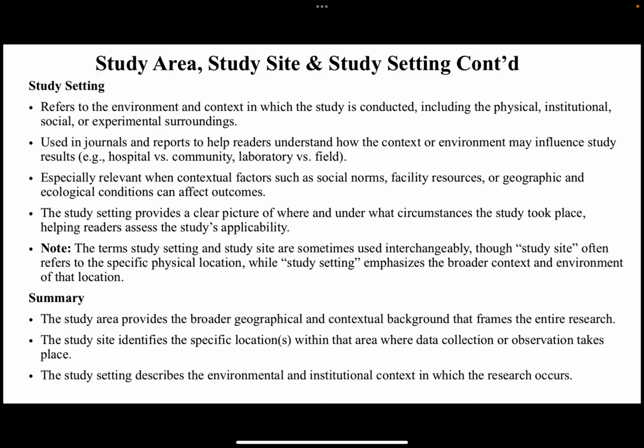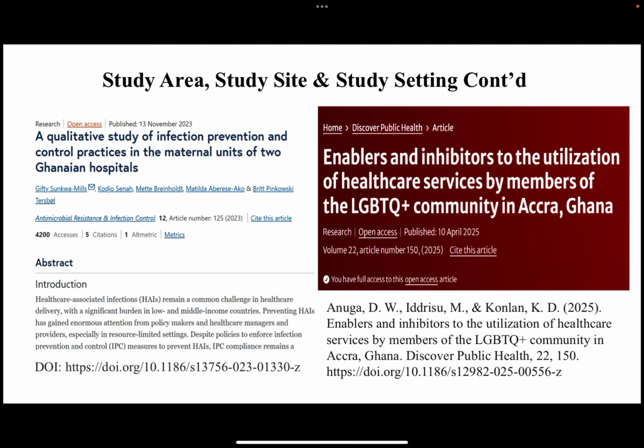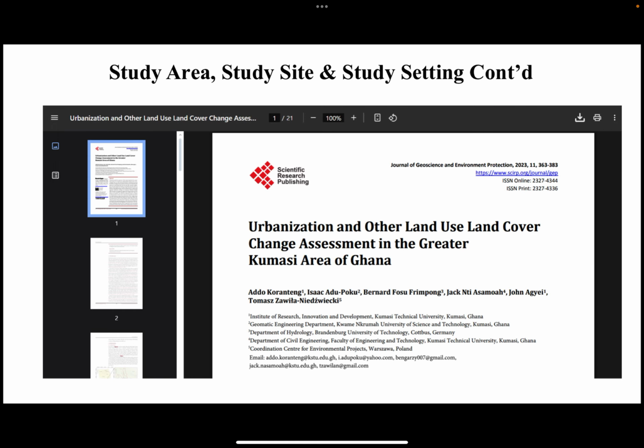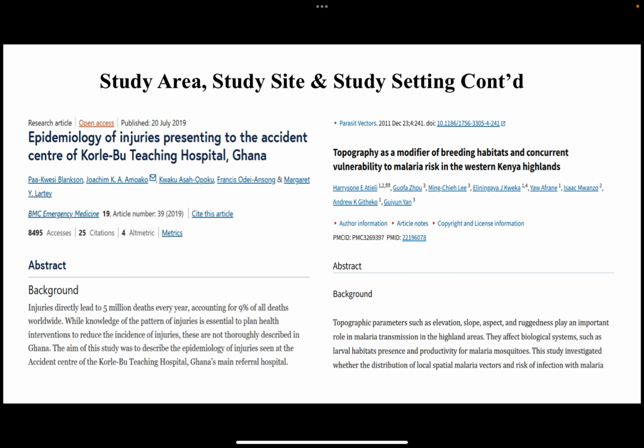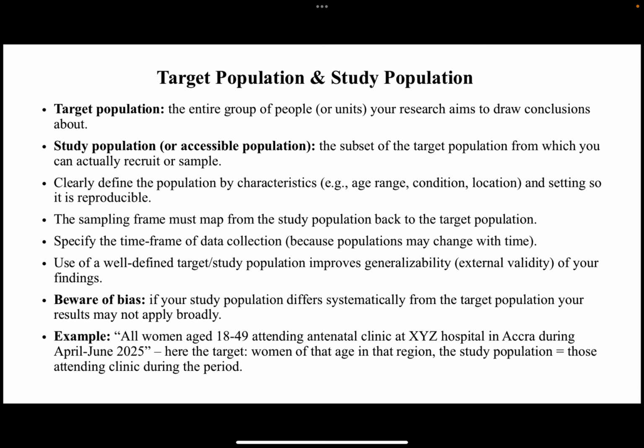Then under the study sites, you now describe the various hospitals that you use. So if you are using 2 hospitals, you now describe the various hospitals. You can refer to these articles and see how they go about describing the study area, the study site, and the study setting. These are samples that I've kept in the slide for you to make reference to. These are current papers on how to describe the study sites, the study area, and the study setting.